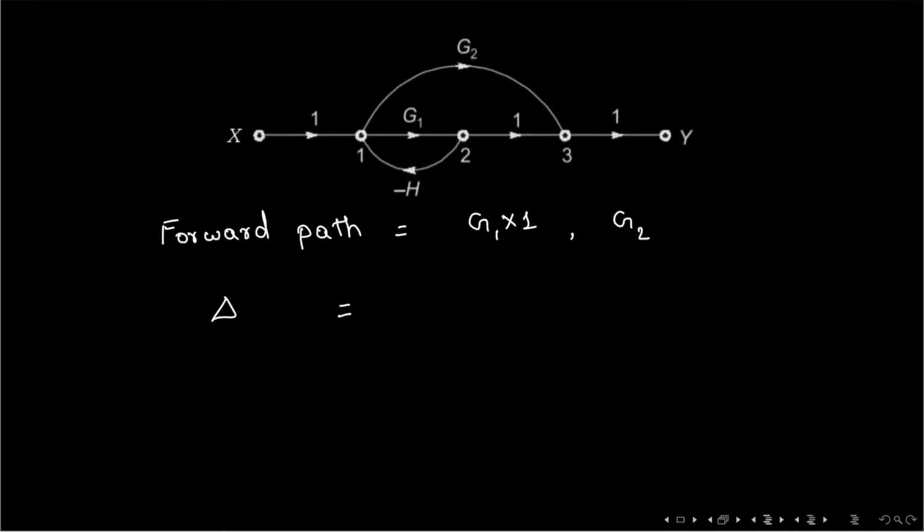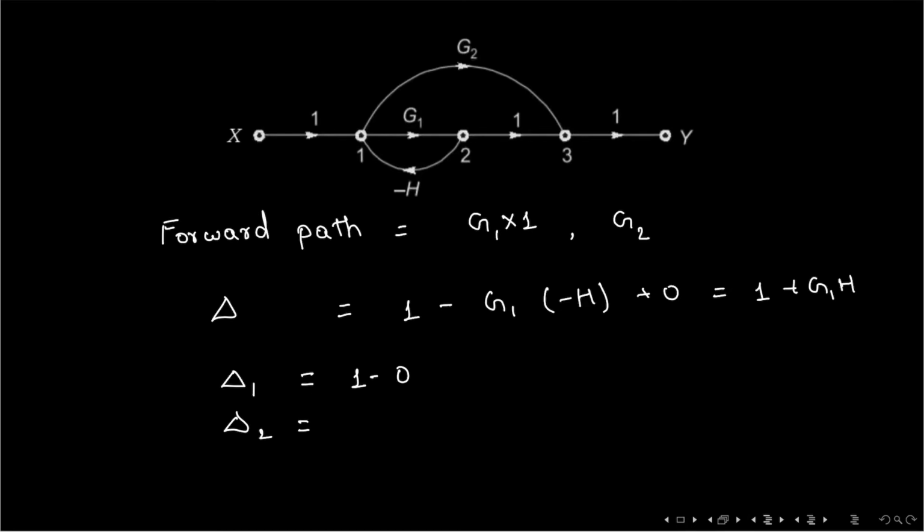Delta here is, we have only one feedback loop here, so it is 1 minus G1 into minus H, which is equal to 1 plus G1H. Delta 1 is equal to 1 minus 0. If we remove this path, then we will not get any loop. Similarly, delta 2 is also 1.